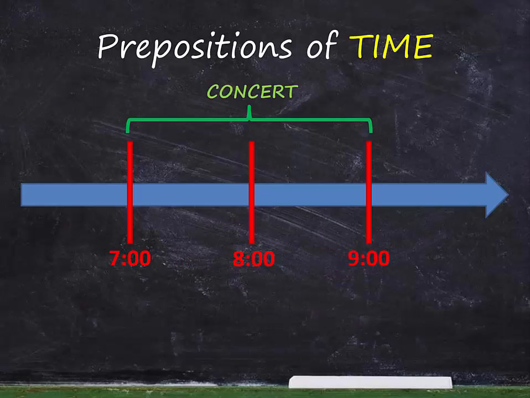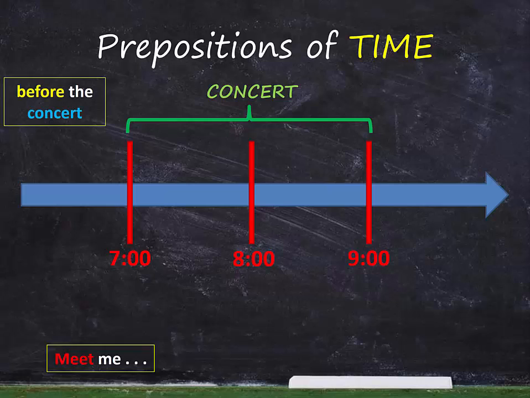First, we have prepositions of time. Here we have a timeline. Let's say that you're planning to meet a friend for a concert. You might tell the friend, meet me before the concert. Before is a preposition. It tells us when your friend should meet you.